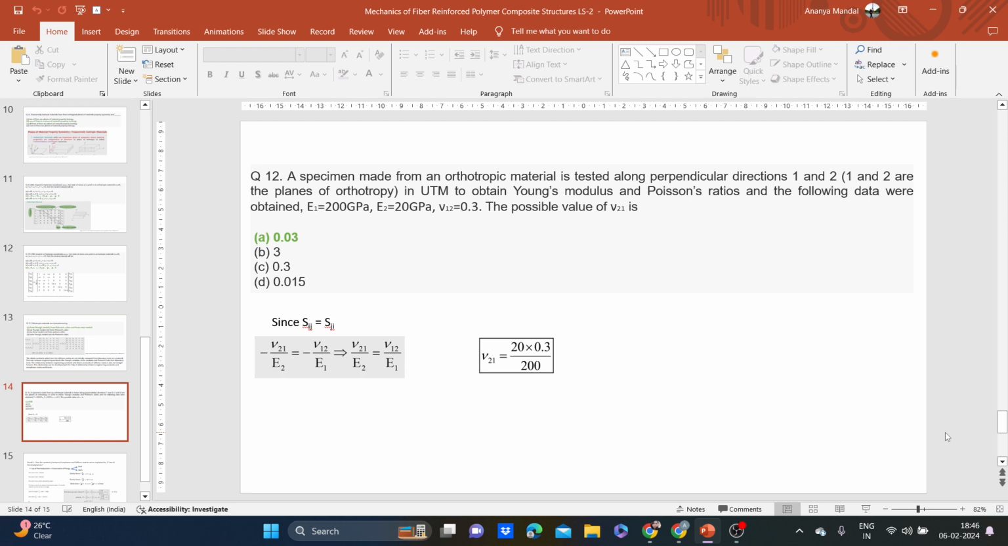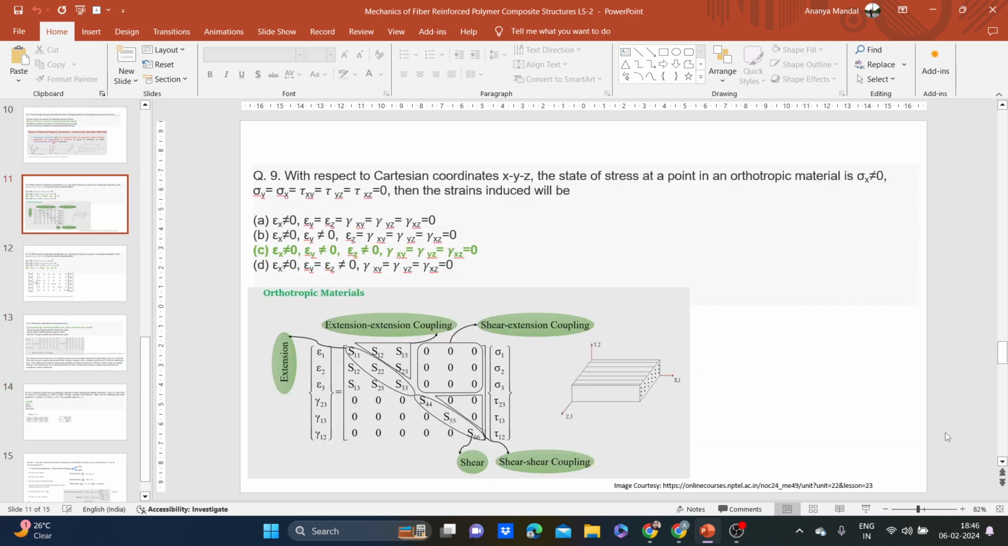And here, is this relationship applicable only for orthotropic, or does it depend on the material? We know for orthotropy that minus mu upon E is the extension coupling term, right? That's why we know that. Yes, so S12 and S21. That's where we have equated them.